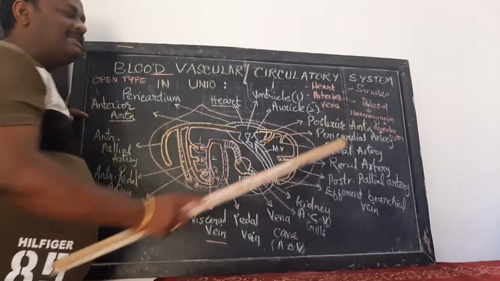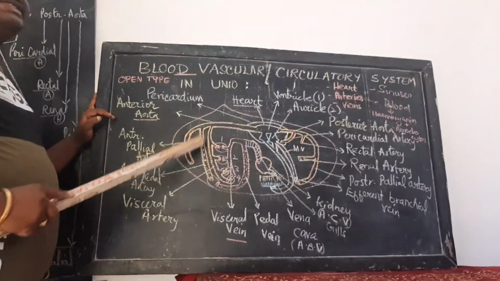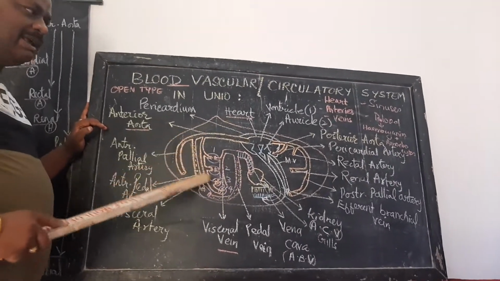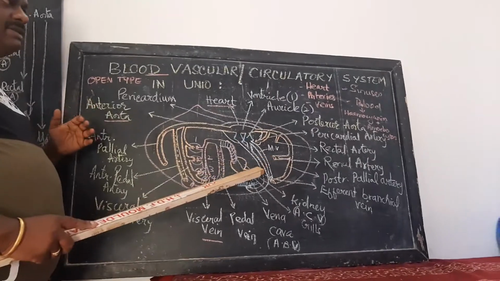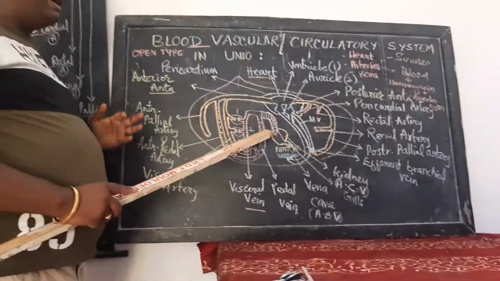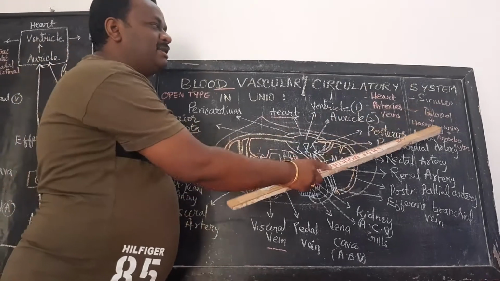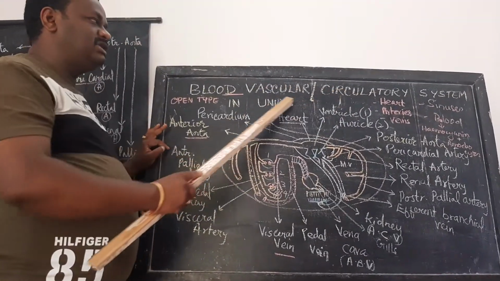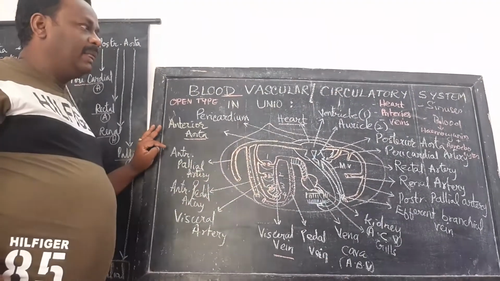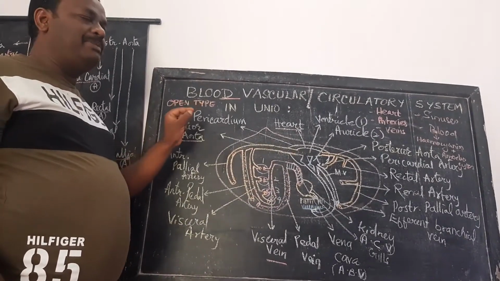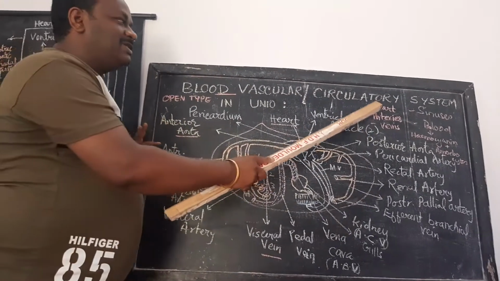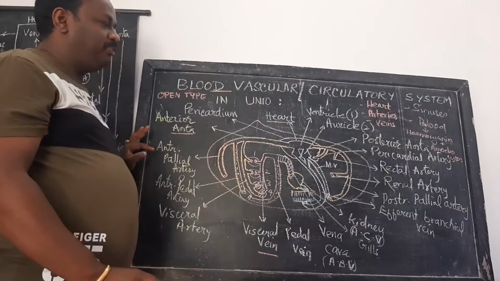The last part is the blood, which is the fluid connective tissue which carries the nutrients and transports the respiratory gases to various parts of the body. So these are all the 5 major parts that the circulatory system of Unio includes. We'll understand each of the parts one by one. First to start with is the heart.